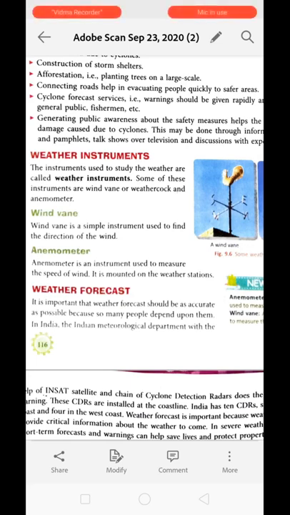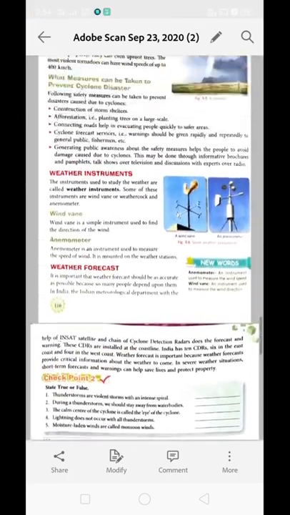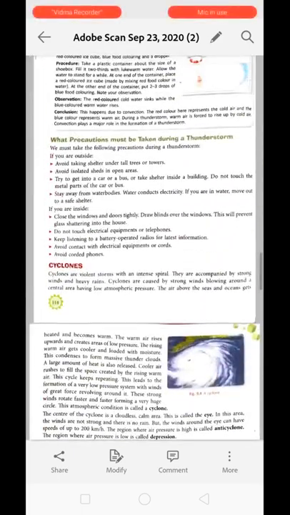If any disaster is predicted earlier, then people can take safety measures, they can evacuate the place, they can also move from that particular place. In this way the people can save their own life. Clear? Now we are going to discuss the question answer as we have already finished the chapter.